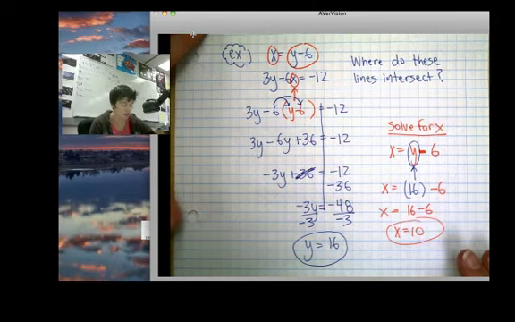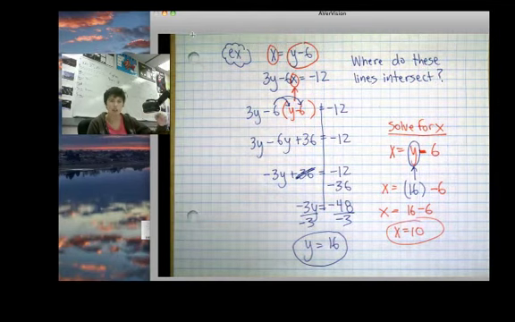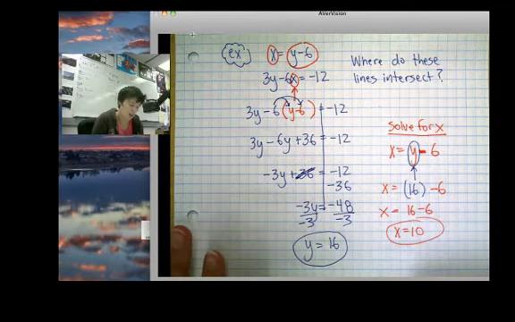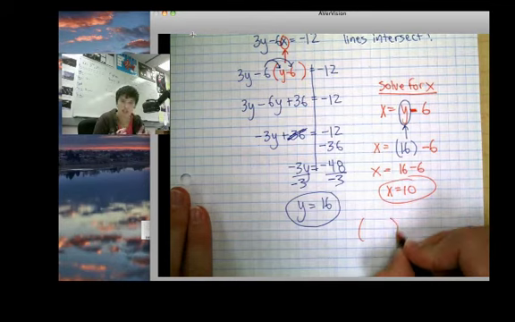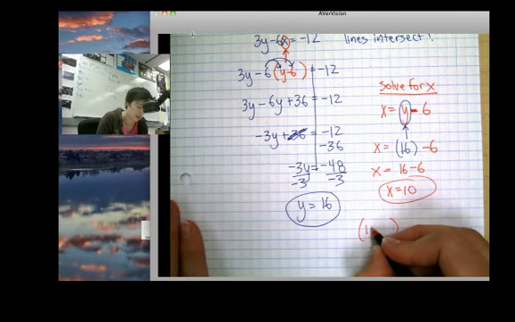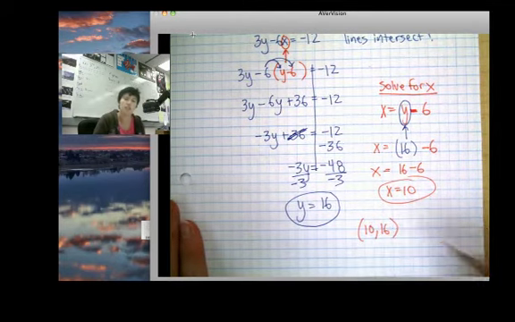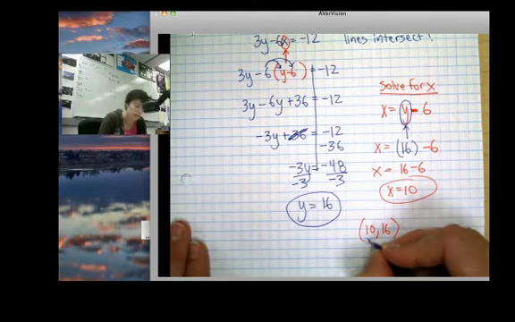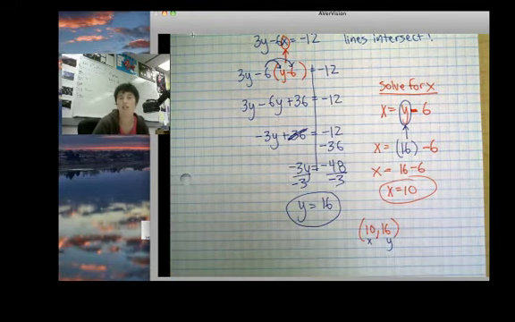The lines are going to cross on the graph if I go over 10, up 16, so you got to think about where that is on the graph. And I can write it like a point because that's a crossing spot on the graph. So 10, 16. Always goes the x value and then the y value. So 10 and 16. So hopefully you got your answer right.